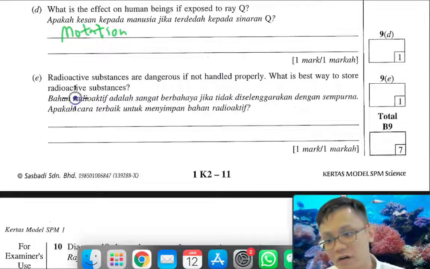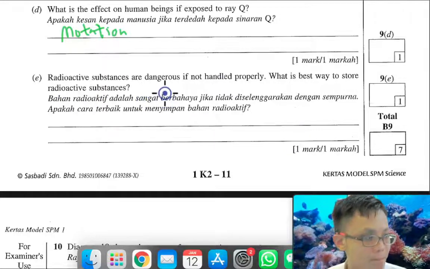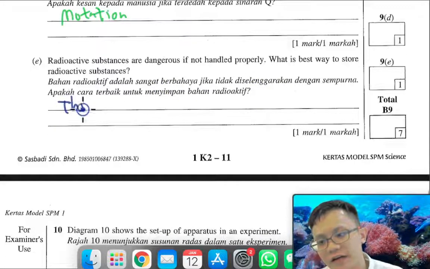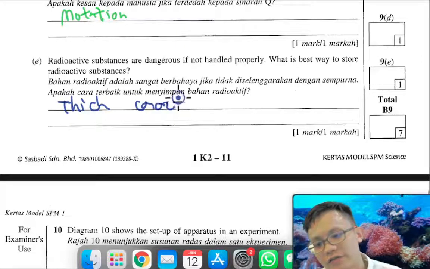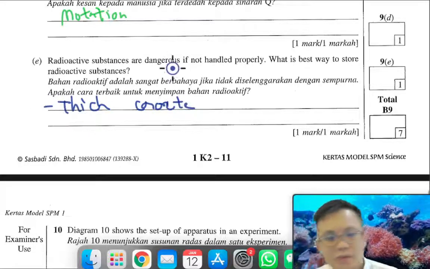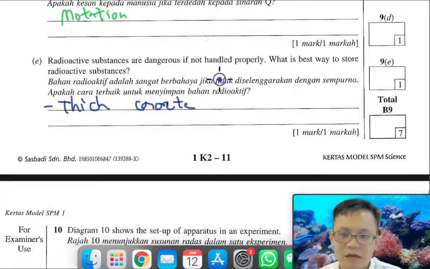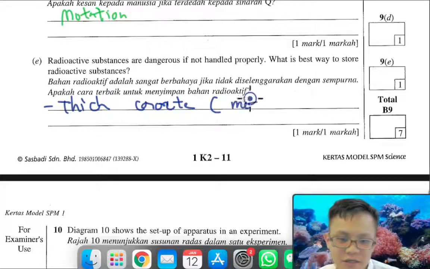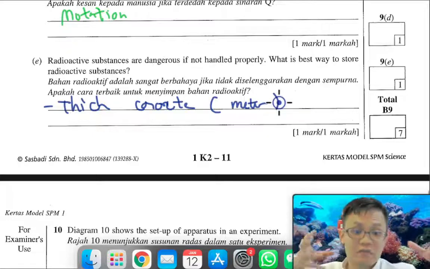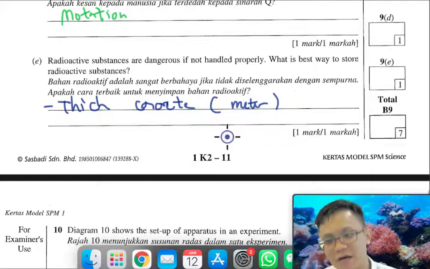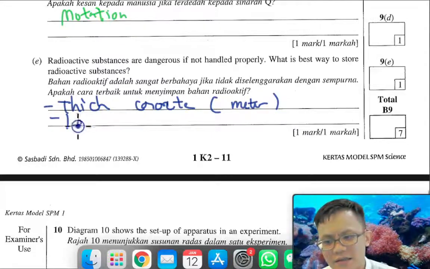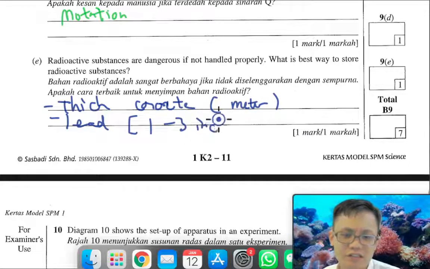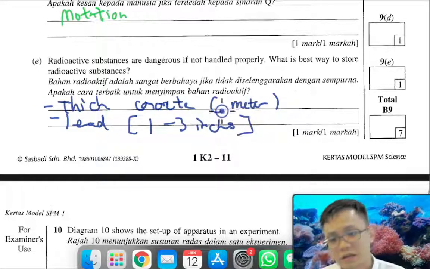What is the best way to store radioactive substance? Store inside thick concrete. Yeah, or lead. Yeah, thick concrete. How thick should the concrete be? Probably, yeah. How thick? This one, I don't know. Usually it's 1 meter lah. You just take 1 meter of concrete, so it's a very huge box lah. If you want to use lead, probably maybe 1 or 2 inches should be enough to block the radiation.